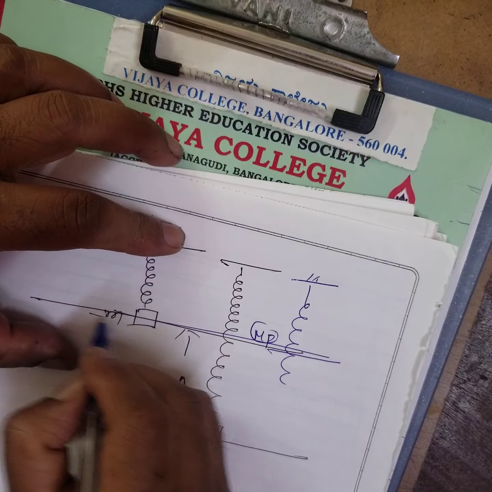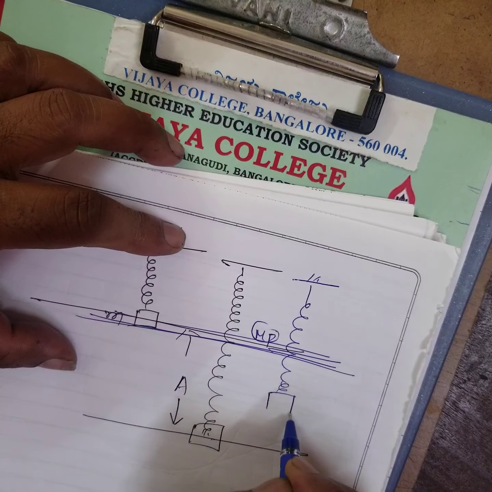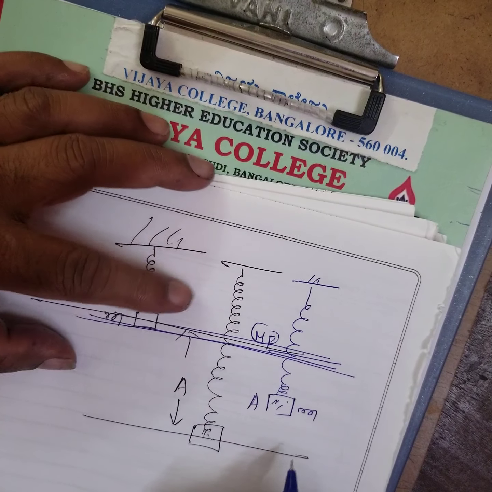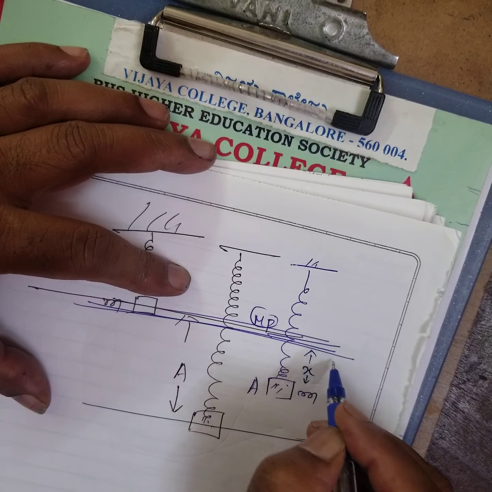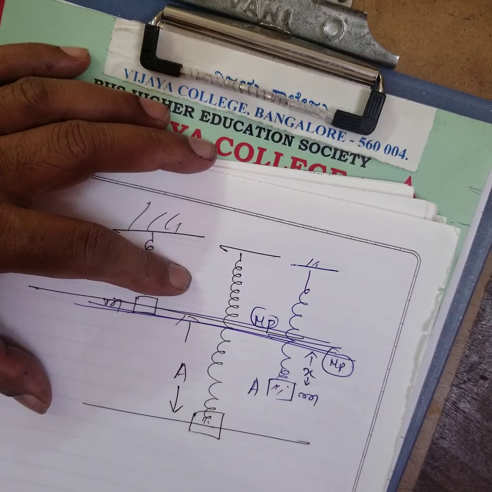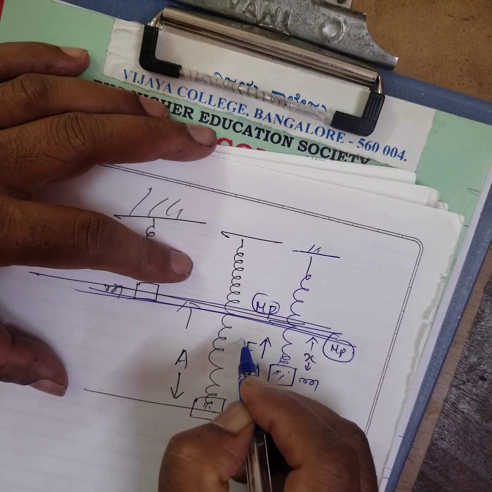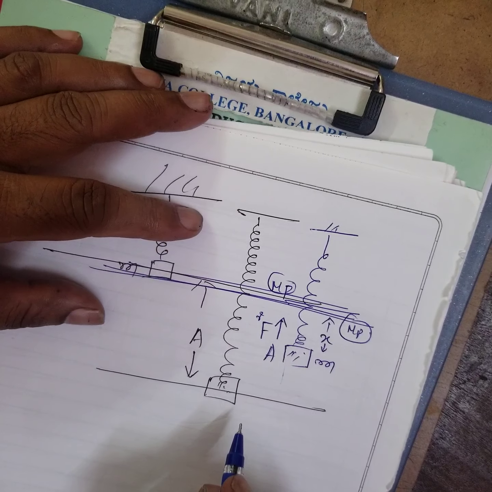This is the mean position or equilibrium position or rest position. And assume that the body has come here, say. The body has come here and x is the displacement from its mean position. Why is it coming? Because there is a force acting. This is called restoring force, acting towards the mean position.